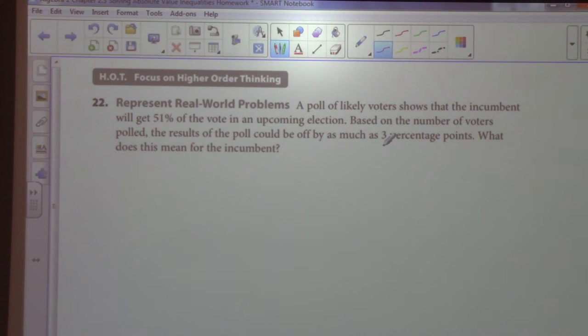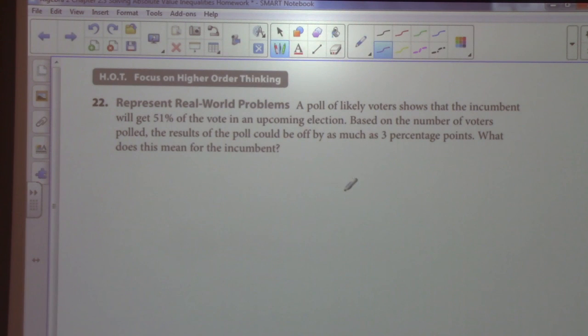An incumbent is an office holder that is currently in office. Okay, that is the incumbent. And so between President Trump and Vice President Biden, President Trump would be the incumbent president, and Vice President Biden would be the challenger. Okay, so that's how we'd say that. But anyway, a poll of likely voters shows the incumbent will get 51% of the vote in the upcoming election based on the number of voters polled. The results of the poll could be off by as much as 3 percentage points. What does this mean for the incumbent?